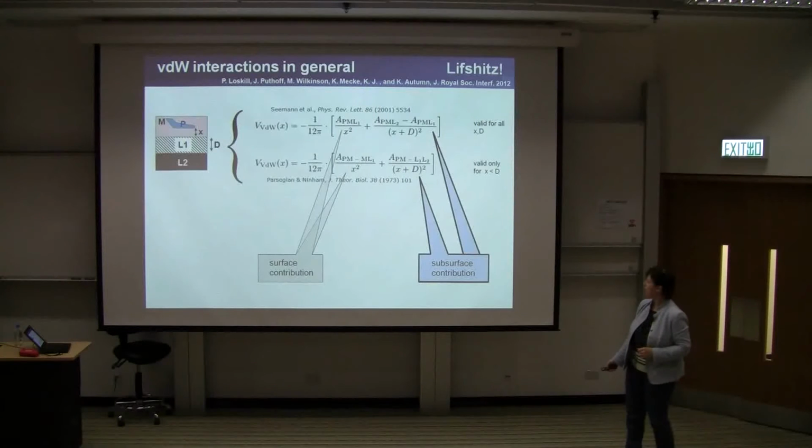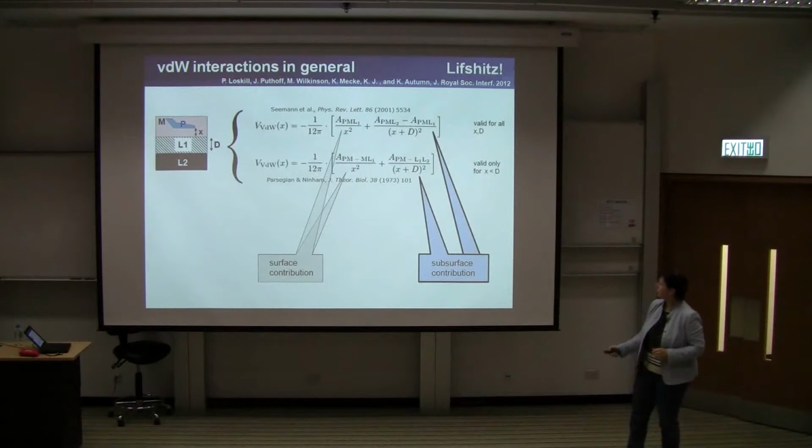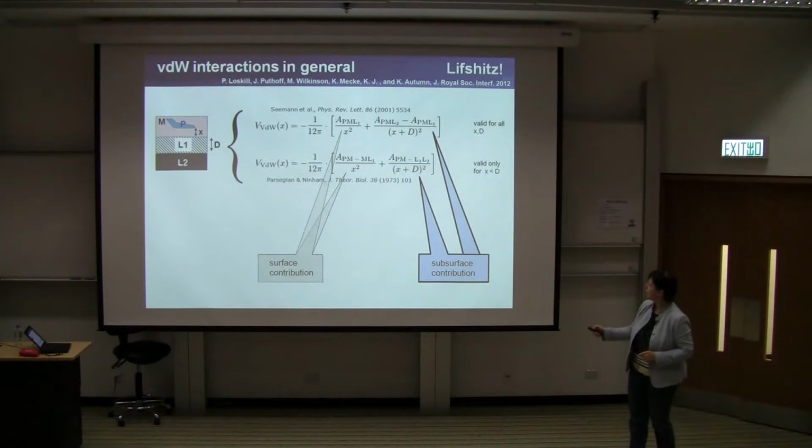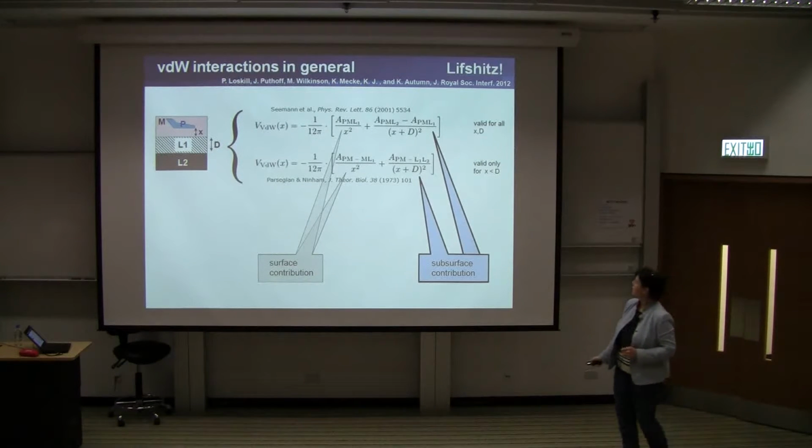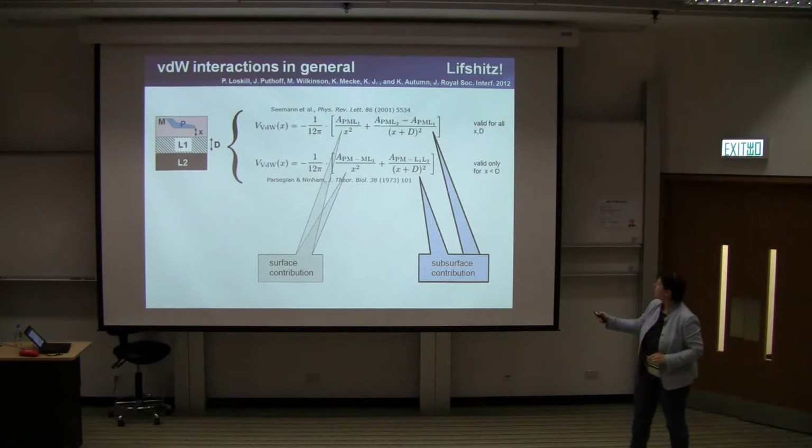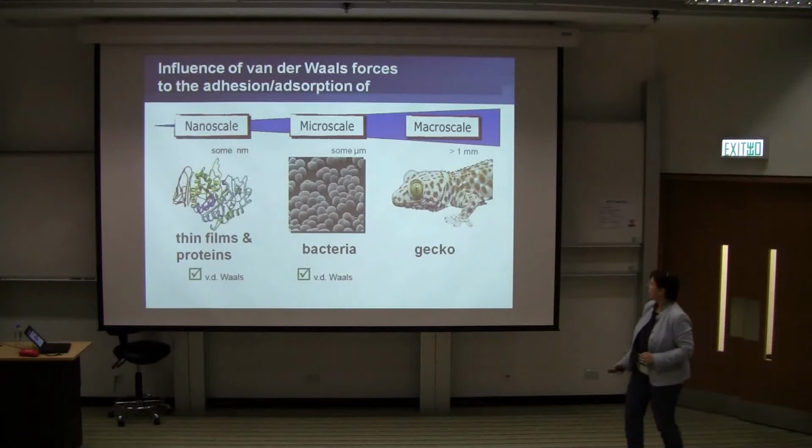So it all fits into our experimental data. And I just want to share with you what, again, the formulas are. Maybe you know the Parsegian and Ninham formula. This is valid only for distances that are smaller than the thickness of the surface layer. And we developed one in 2001 that is valid for all. It's not a big difference. It's just nice that you can use all kinds of combinations of x and d. And both have the surface contribution and the subsurface contribution.